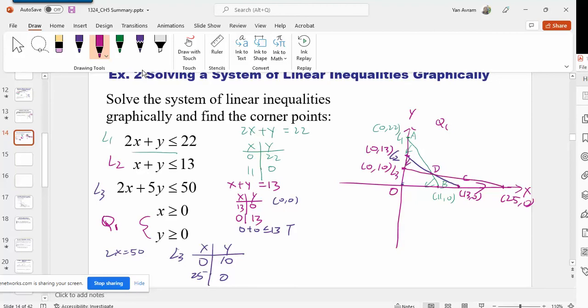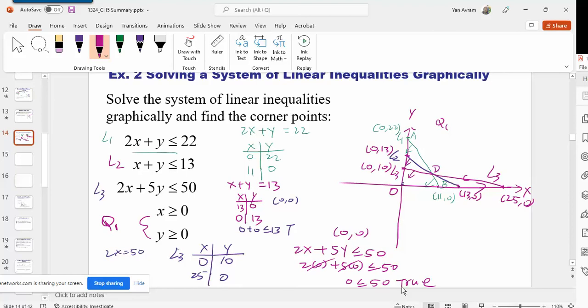Okay, all right, and this is my L3, right? If I use 2x plus 5y less than or equal to 50, with 0 and 0 as my testing point, so 2 times 0 plus 5 times 0 less than or equal to 50, this 2 times 0 is 0, so 0 less than or equal to 50, which is true. So that means this inside is the solution, okay? But we have to satisfy all this.